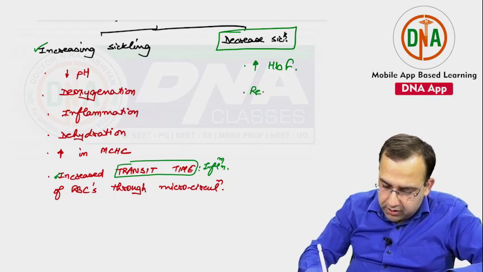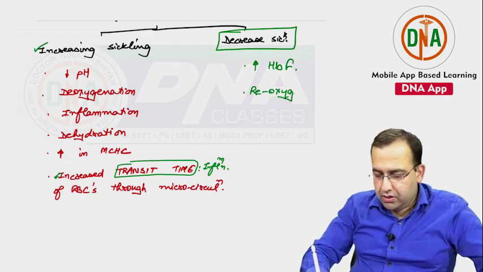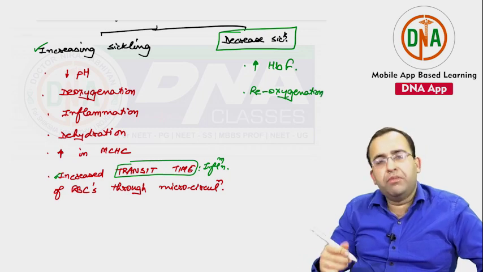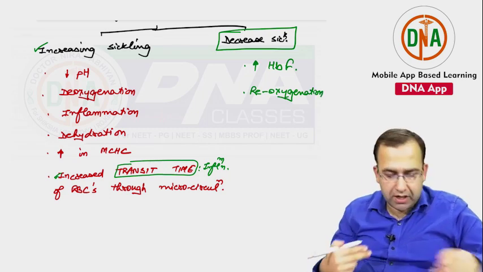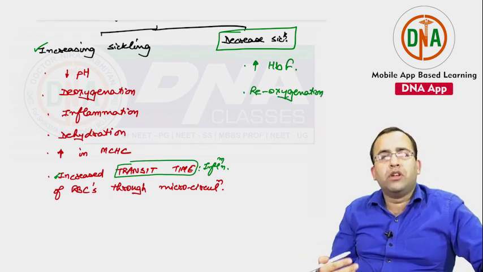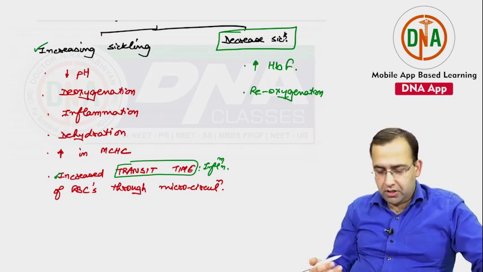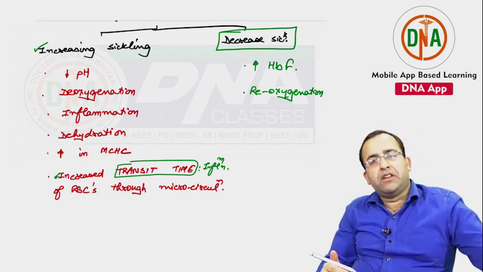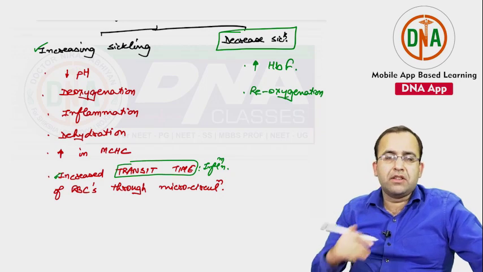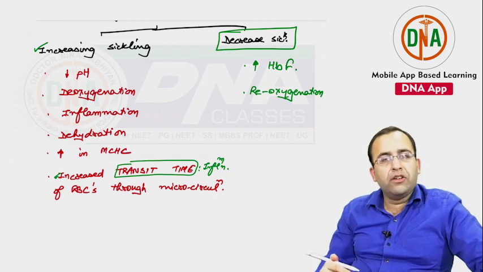Next, reoxygenation, either because the inflammation subsided or the circulation got better. Reoxygenation. These are the factors which affect sickling.